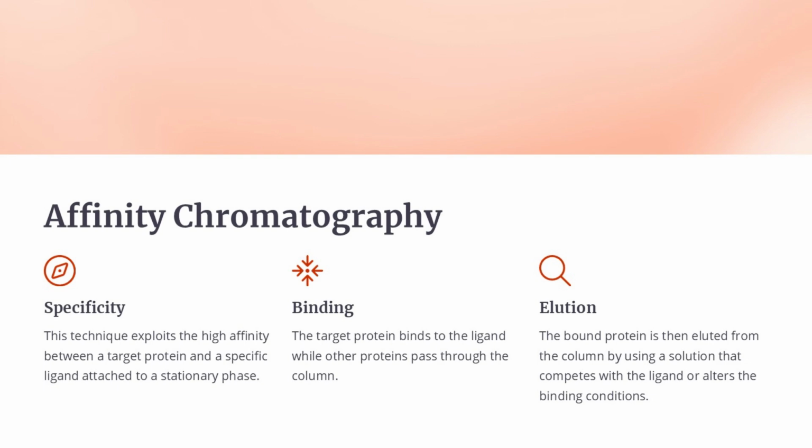To elute the bound protein, we use a solution that competes with the ligand or alters the binding conditions, causing the target protein to be released from the column. This technique offers excellent specificity and is a crucial tool for purifying and isolating proteins of interest.